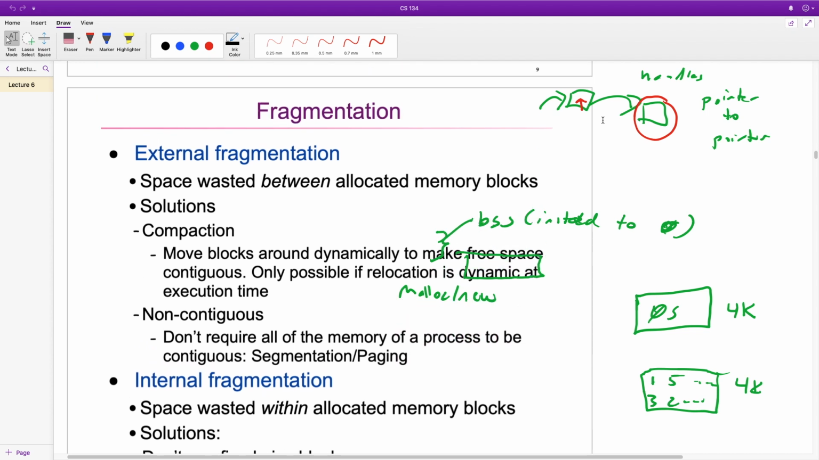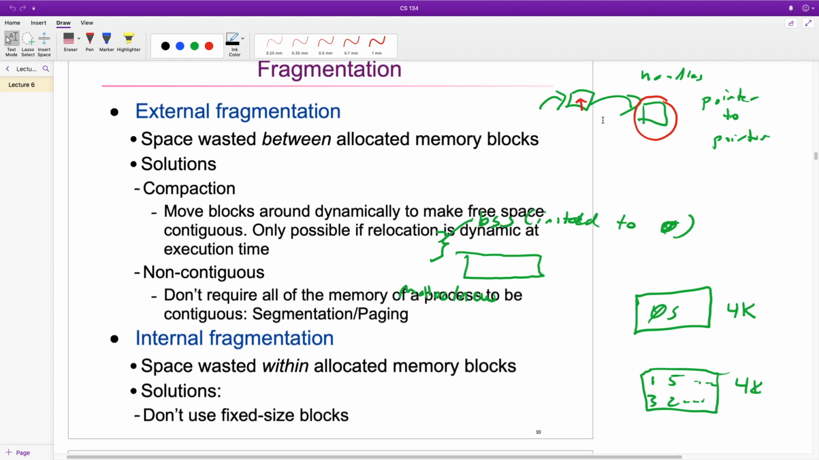So one possibility is compaction. Another possibility is don't require all of the memory of your process to be contiguous. And that's where we get into segmentation and actually paging as well, both of which we'll talk about today. For internal fragmentation, there's not a lot of solutions except don't use fixed size blocks. And that's all I really have for you there.